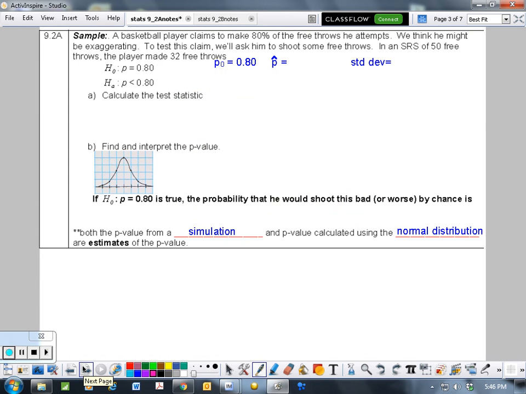So, sample problem: a basketball player claims to make 80% of the free throws he attempts. We think he might be exaggerating. To test this claim, we'll ask him to shoot some free throws. In a simple random sample of 50 free throws, the player made 32 of the free throws.